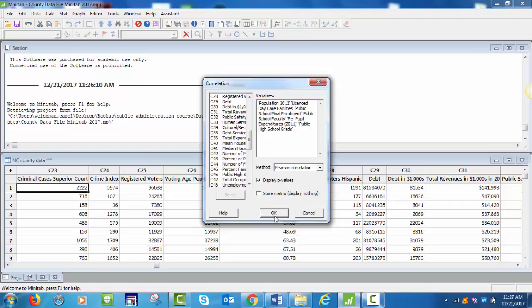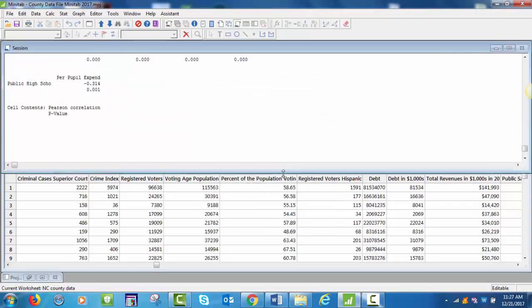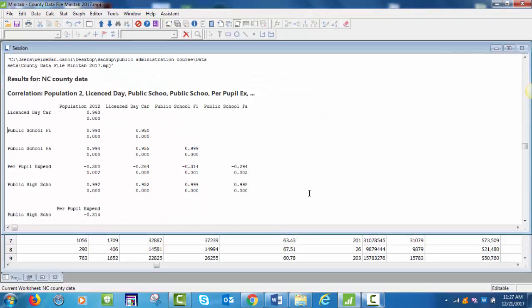And then I just hit OK, and I've got the correlation matrix now, which is what I'm going to look at to determine what would be a good set of variables to use. Notice when I look at this, the per student expenditure variable is negatively correlated with all of the other variables. So I'm going to eliminate that variable. The variables must be positively correlated to be considered.